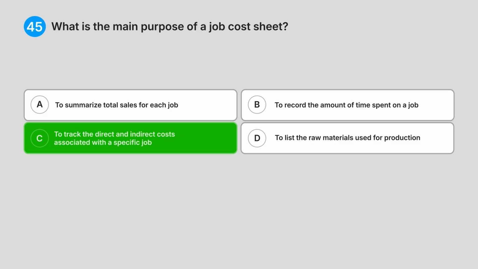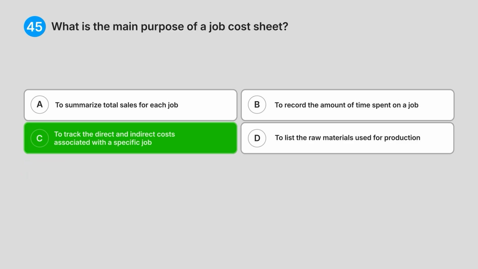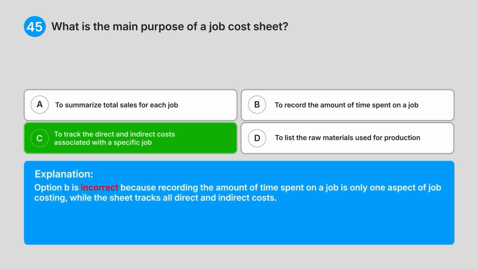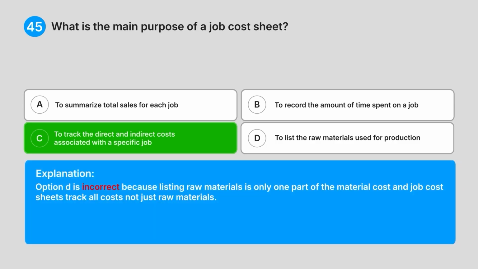Option A is incorrect because summarising total sales is not the main purpose of a job cost sheet, which focuses on costs, not revenues. Option B is incorrect because recording the amount of time spent on a job is only one aspect of job costing, while the sheet tracks all direct and indirect costs. Option D is incorrect because listing raw materials is only one part of the material cost, and job cost sheets track all costs, not just raw materials.